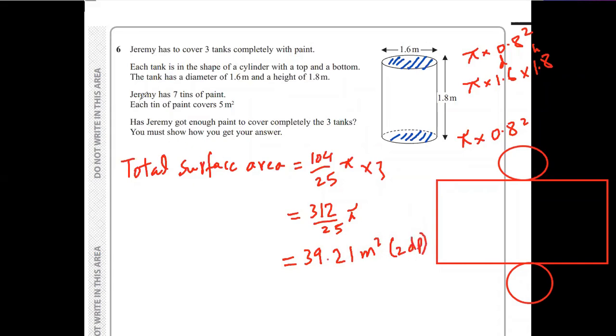Good. And then what we see is Jeremy has 7 tins of paint. Each tin has 7 times 5. What is 7 times 5? 35. That's 35 meters squared. Do you think Jeremy has got enough paint? Yes or no? I think he's got more than enough paint. He can even paint his house. Okay, no. He has not enough paint.